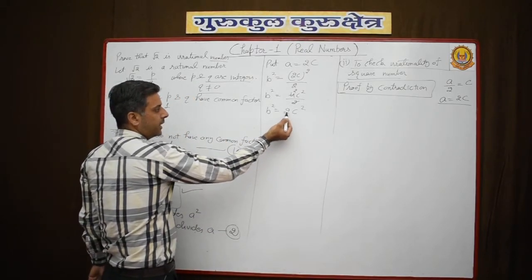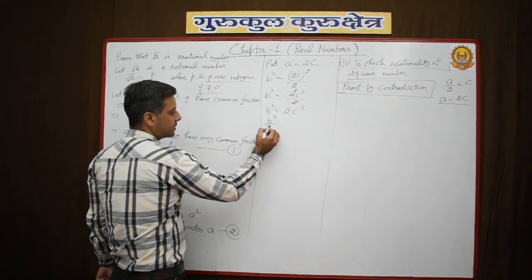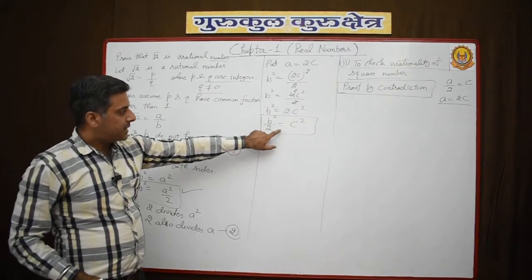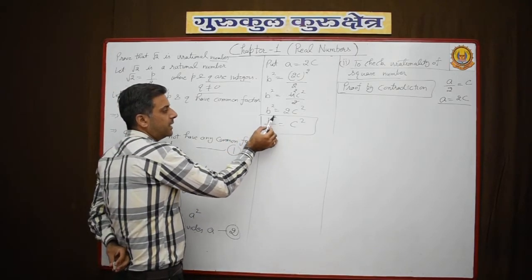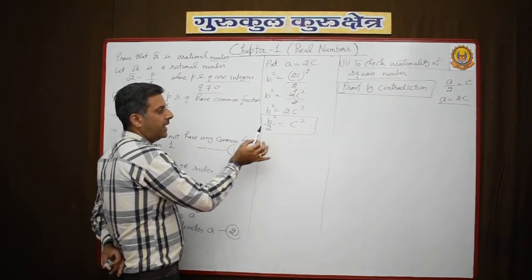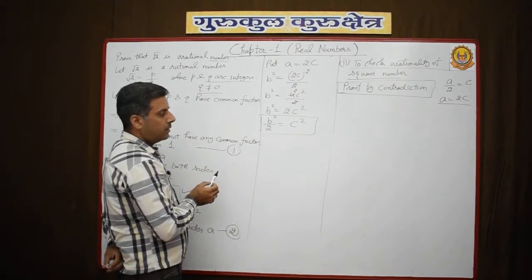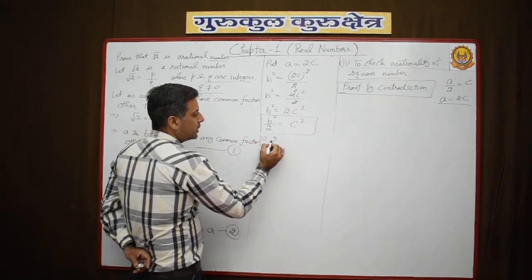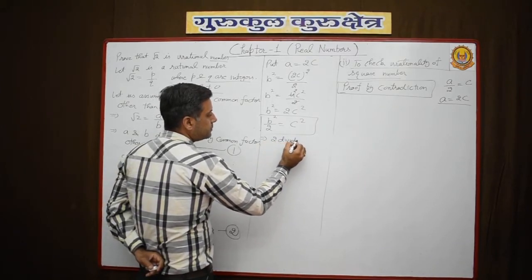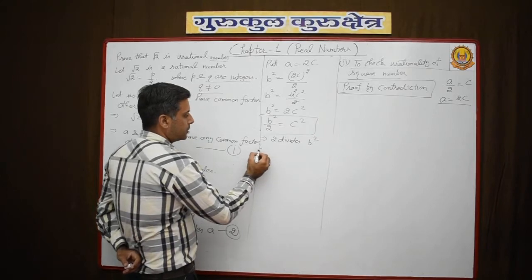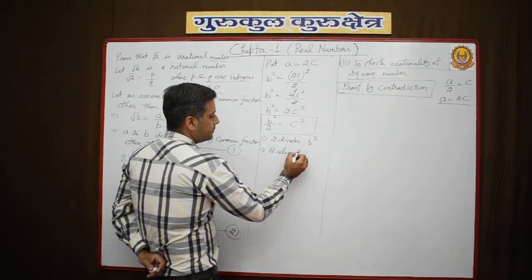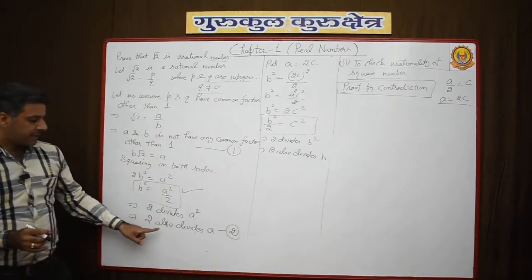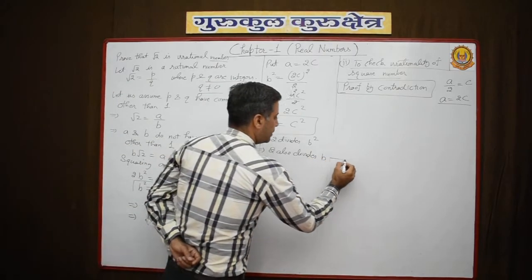Now rearranging it, take 2 on the left hand side. So b square by 2 is equal to c square. So now look here. What is the meaning of this thing? It means b square is divided by 2 completely and the quotient will be c square. That is, 2 divides b square completely. So it means 2 divides b square. So again 2 also divides b like this. So this is equation number 3.